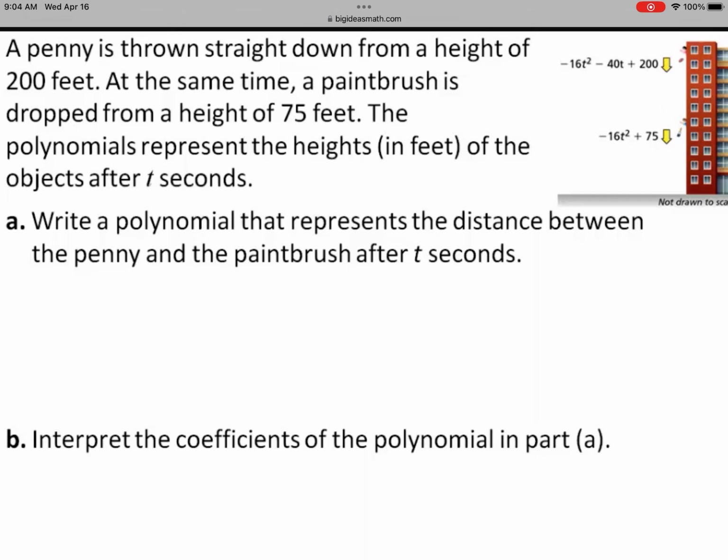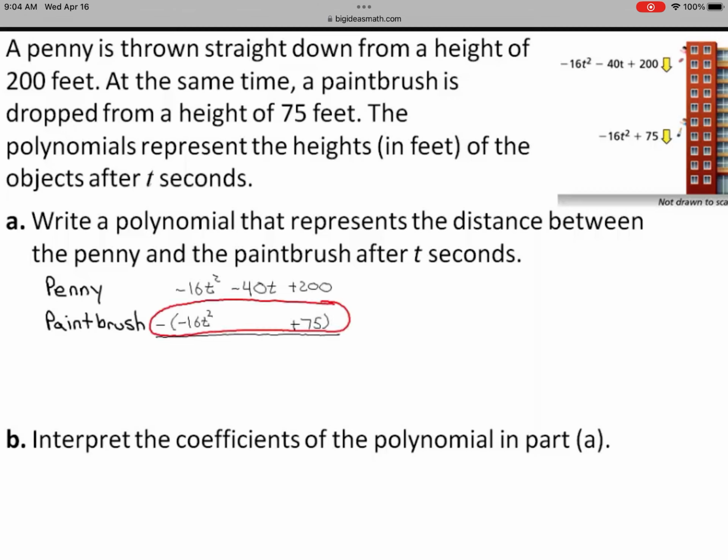To find the distance between the objects after t seconds, subtract the polynomials. Rewrite the subtraction as addition by using the distributive property. Multiply each term of the polynomial that represents the height of the paintbrush by negative 1 to rewrite the polynomial as 16t squared minus 75.